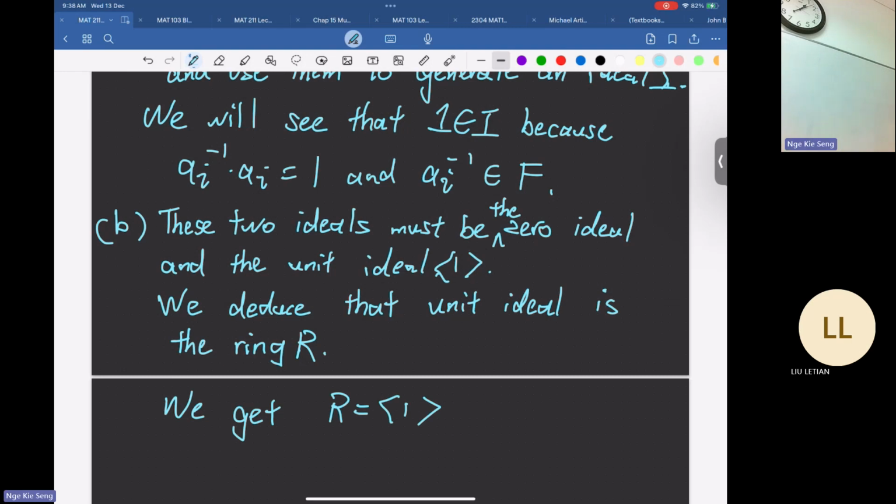So to prove that this is a field, what do you need to prove? All the non-zero elements here are invertible. How to prove that? I need to take a non-zero element from my ring and then find the inverse for it. Right? True?